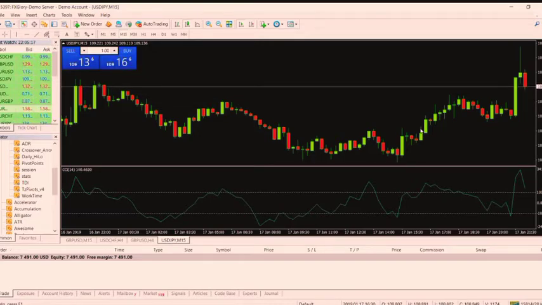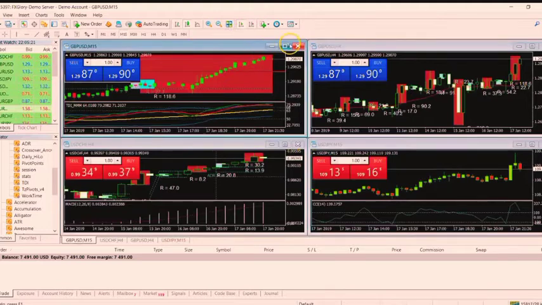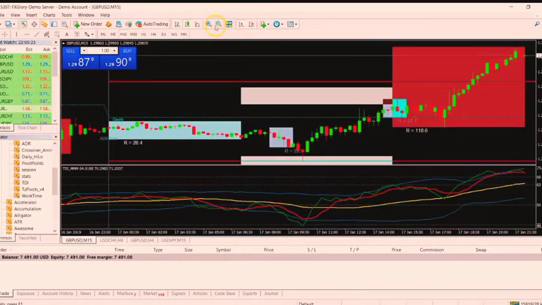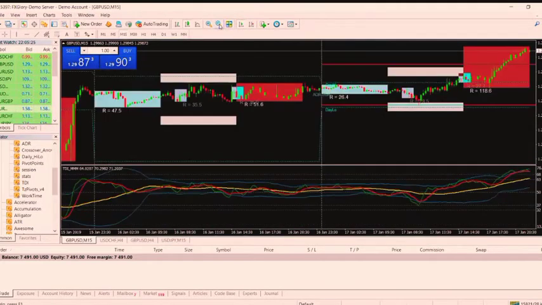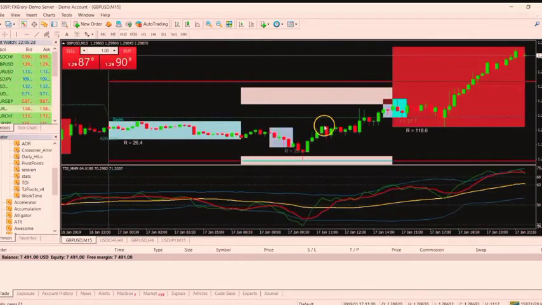I'm just giving you guys the basics, because my chart, as you can see, has a lot of different things on it. These are indicators that you can pay for. I do have the indicators.